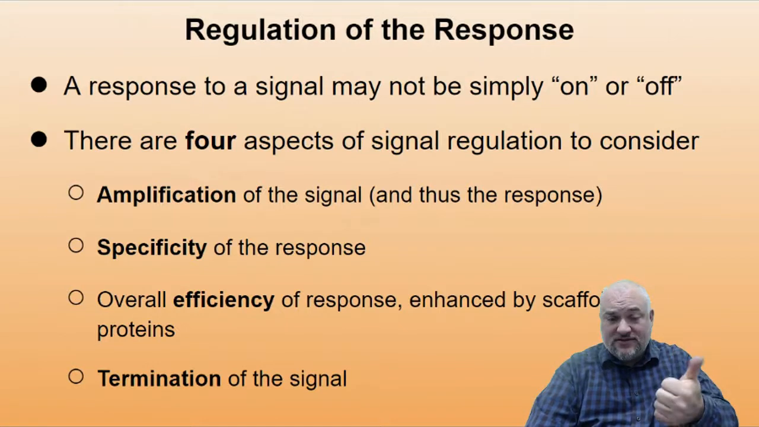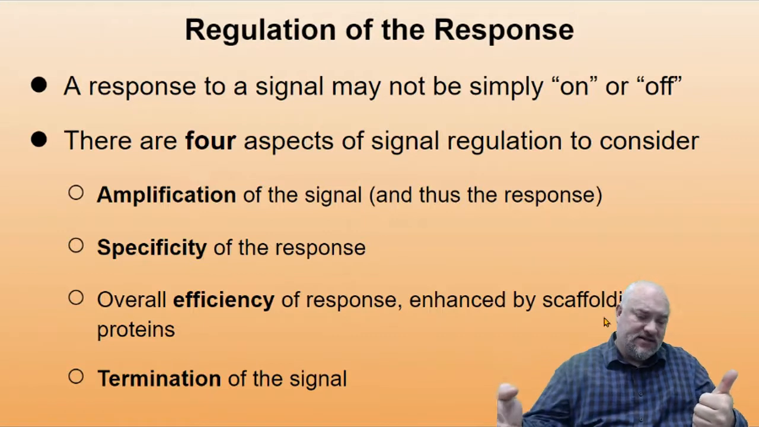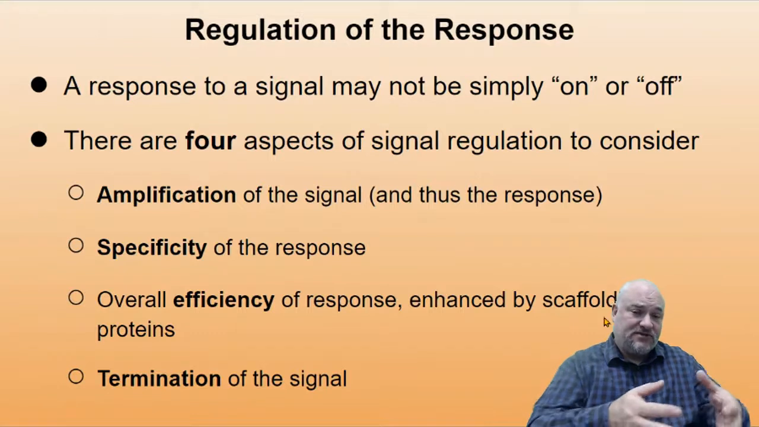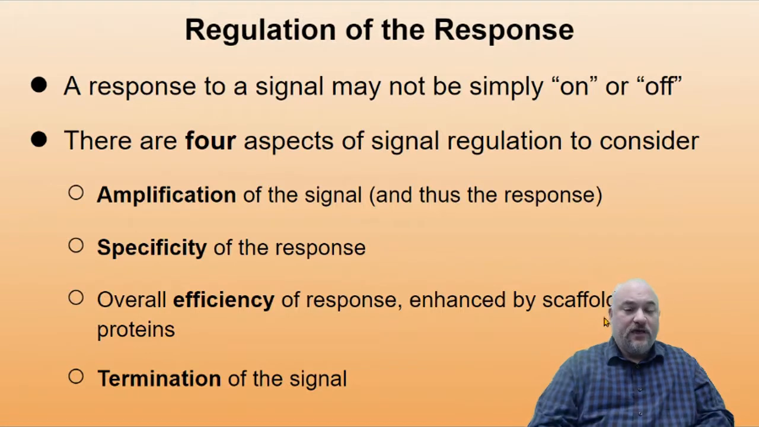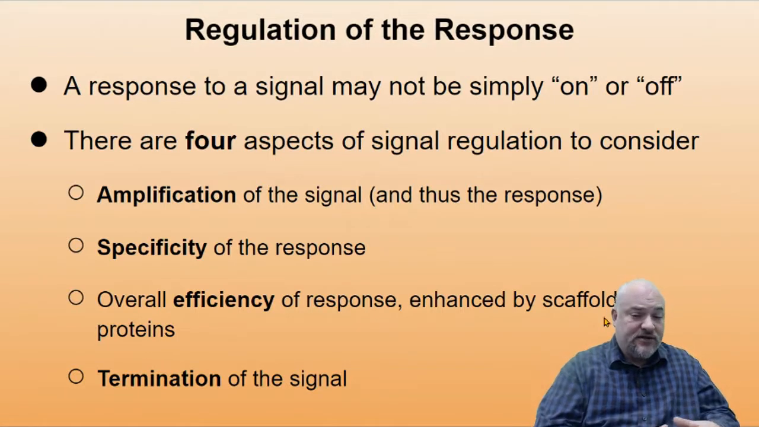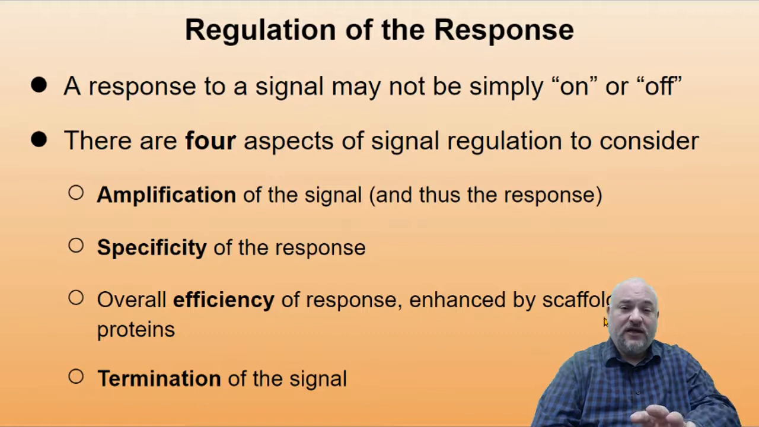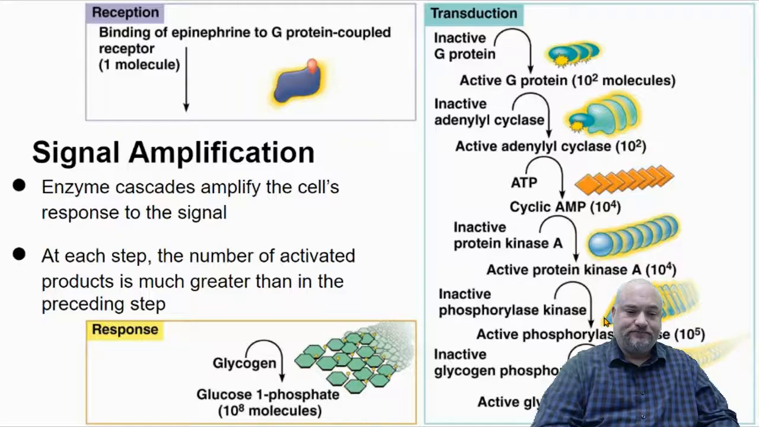We can amplify the signal, meaning one ligand could cause thousands or millions of cell responses. We need to be very specific in the response, so some cells respond and others don't, or some parts of the cell respond and other parts don't. We can make the signal very efficient by enhancing it with scaffolding proteins, which we've actually talked about before, even though we didn't call them scaffolding proteins. We talked about photosynthesis and respiration, so we'll get to that in a second. And we need to be able to, like we talked about earlier in this unit, terminate that signal, break it down so it doesn't keep going.